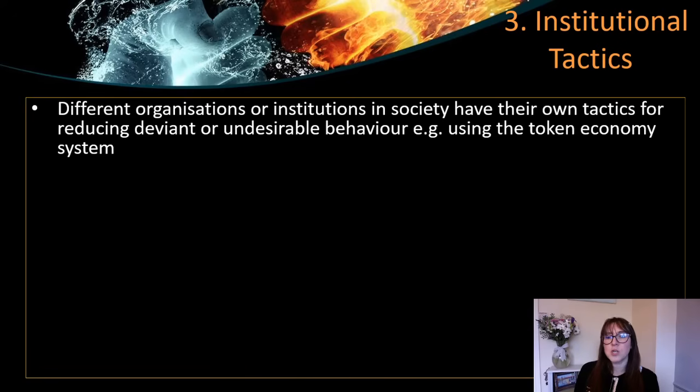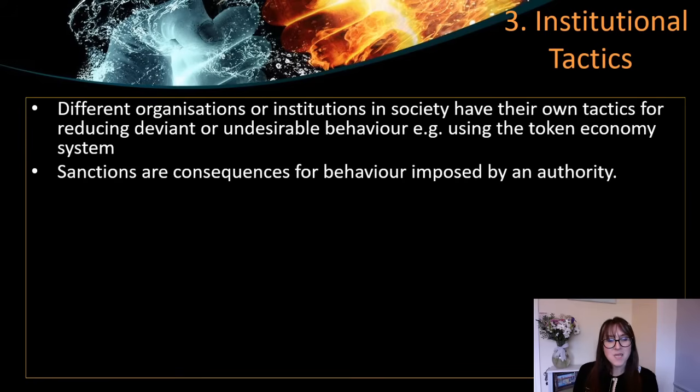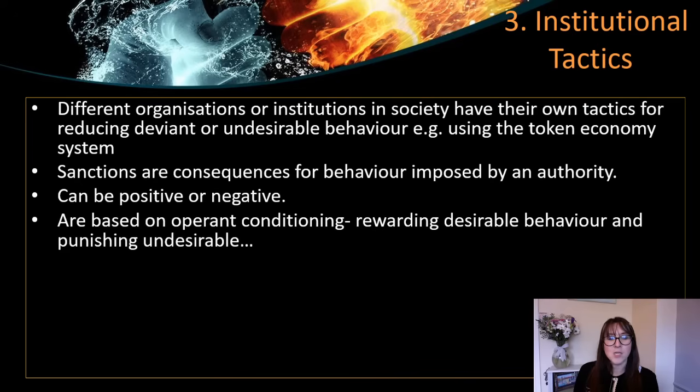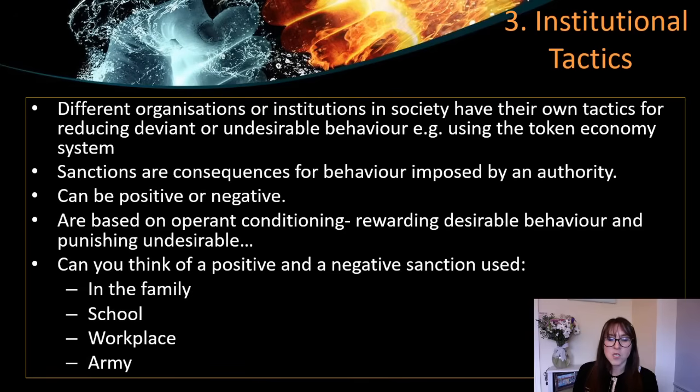Institutional tactics, the third area. Different organisations or institutions in society have their own tactics for reducing deviant or undesirable behaviour, so using token economy systems. Sanctions are consequences for behaviour imposed by an authority, can be positive or negative, are based on operant conditioning, rewarding desirable behaviour and punishing undesirable. And so can you think of positive and negative sanctions that are used in your own family, in your school, your workplace, the army?